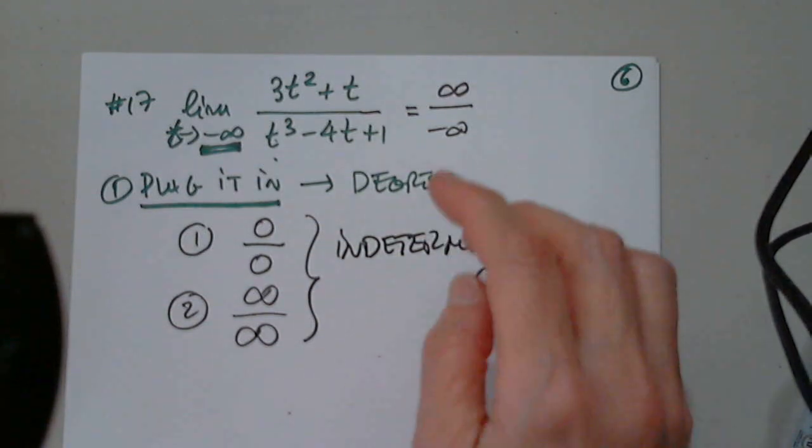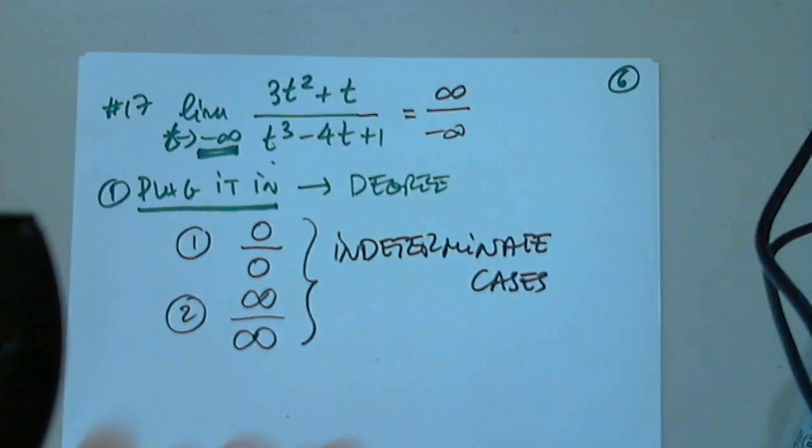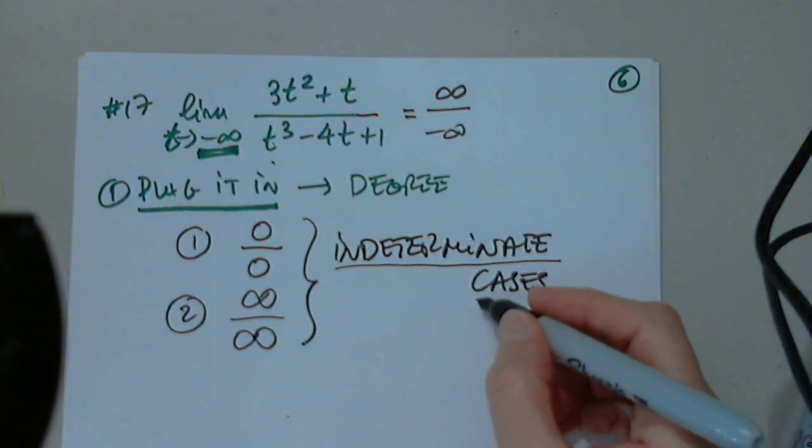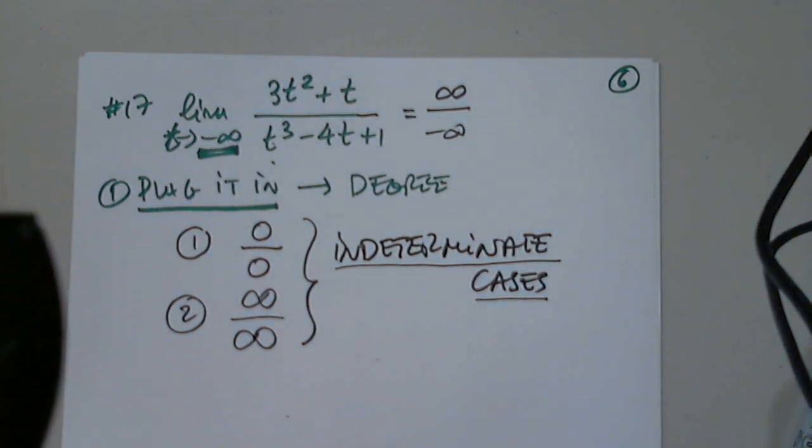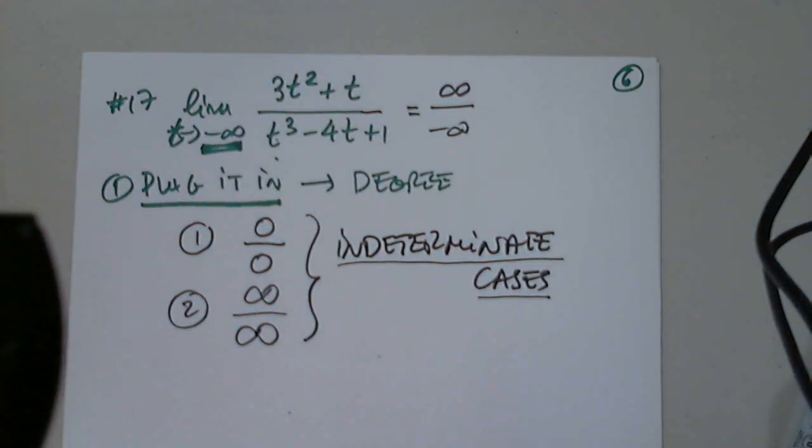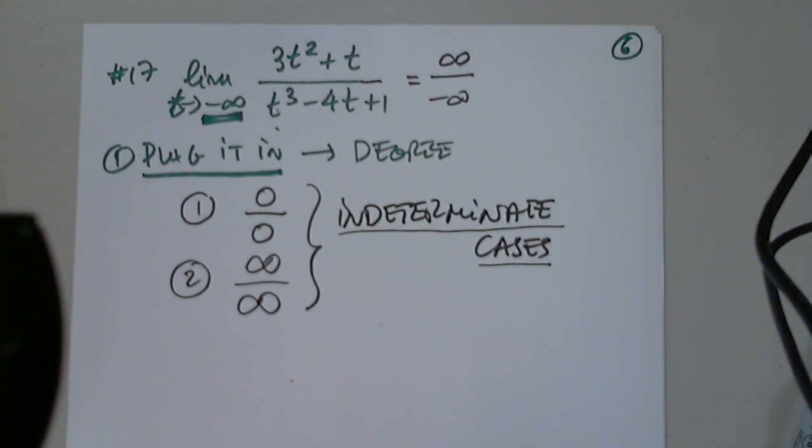Okay, so knowing that it's infinity over infinity, there is hope. So all these indeterminate cases have hope. I'm not saying that the limit exists. I'm only saying that there is hope. It's possible. Good. So here's how we continue.